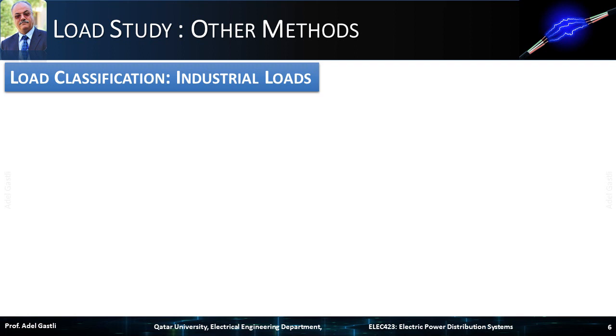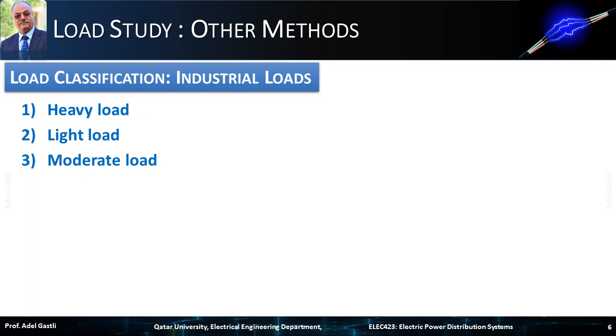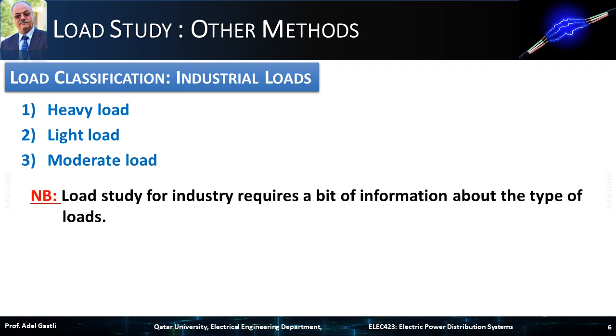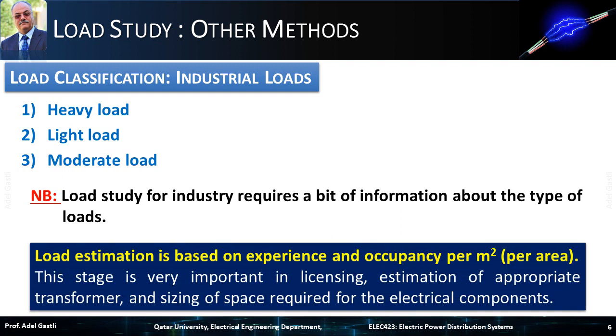Now, let's see the industrial load classification. The industrial loads are usually classified as heavy, light, and moderate loads. Here, we need to note that the load study for the industry requires a bit of information about the type of loads. In all cases, load estimation is based on experience and occupancy per area. This stage is very important in licensing, estimation of appropriate transformer rating, and sizing of space required for the electrical components.